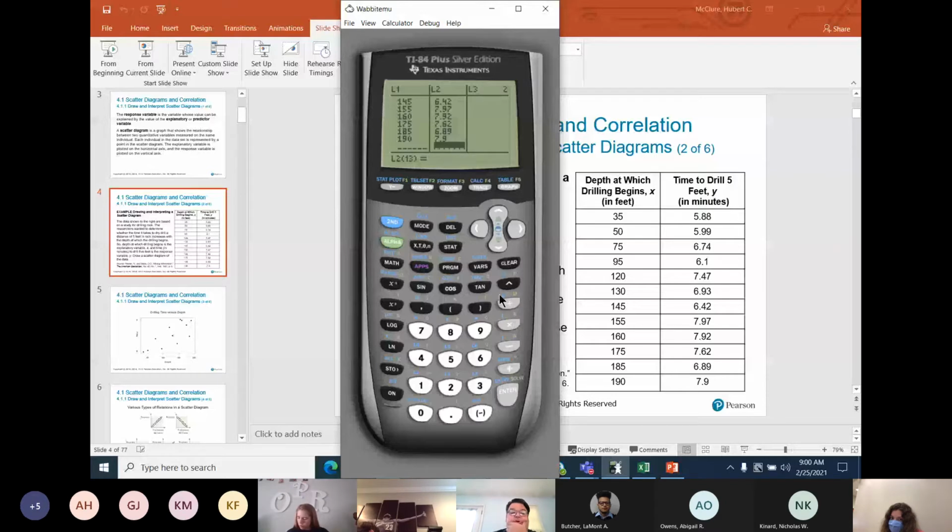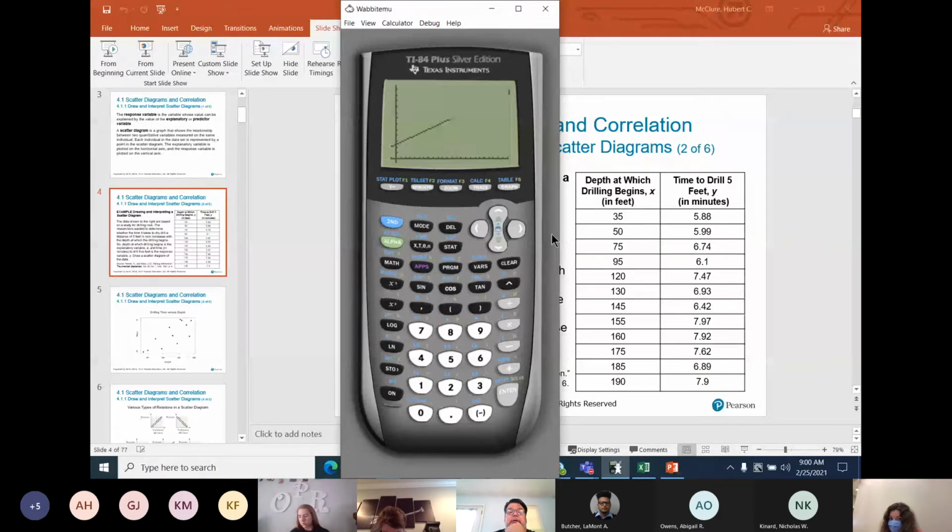Now, let's do a chart plot. So I'm going to go to second, stat plot. It's already on because we turned it on a while ago. And the only thing I got to do is hit graph because everything is already set. So hit graph.